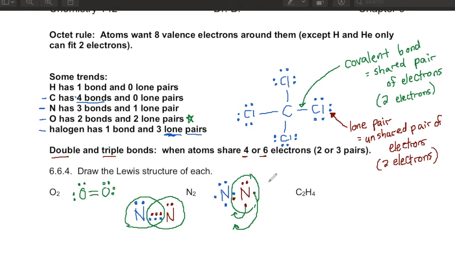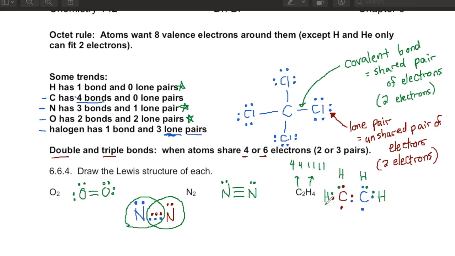enough. Again, this looks better with lines. I think it's just cleaner than drawing all those dots, but it means the same thing. 2, 4, 6 electrons being shared. Each nitrogen has 2, 4, 6, 8 electrons. And then you can also see that nitrogen is doing what it normally does, forming 3 bonds and having 1 lone pair.